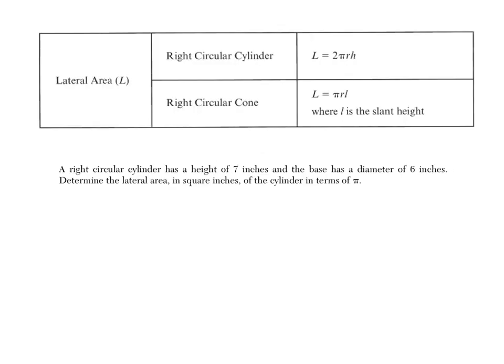All right, lateral area. Lateral area is part of the surface area of shapes. It's the area of the sides of the shape. So in this question here off the exam, they're talking about a right circular cylinder. In other words, a can.